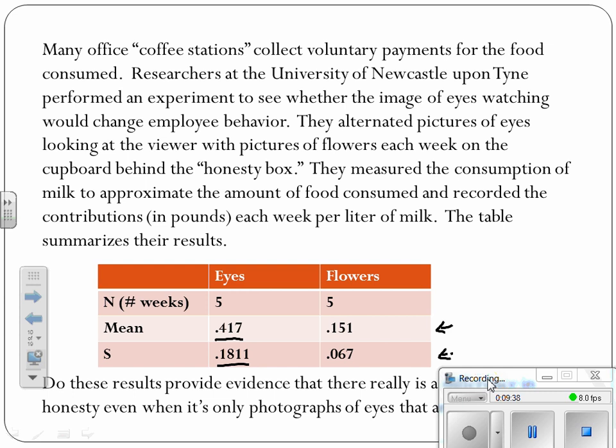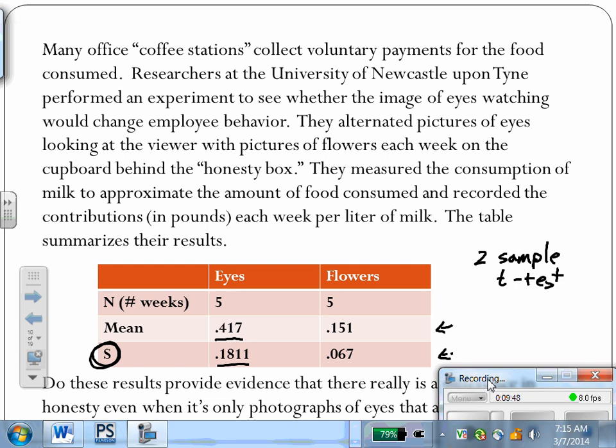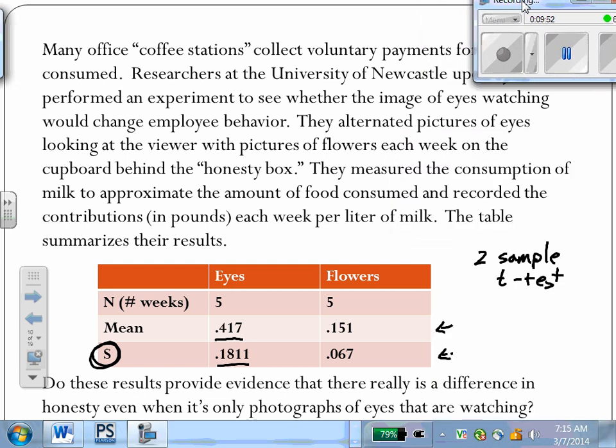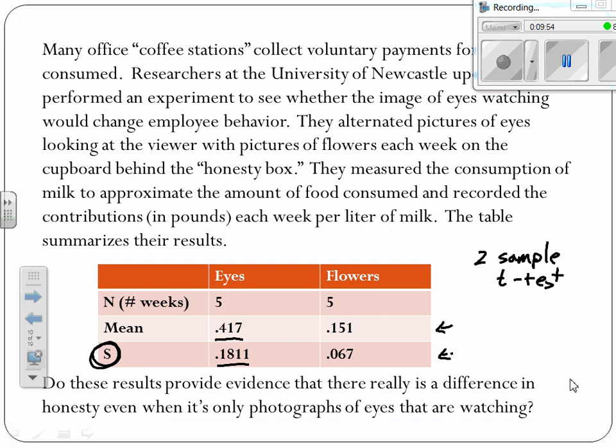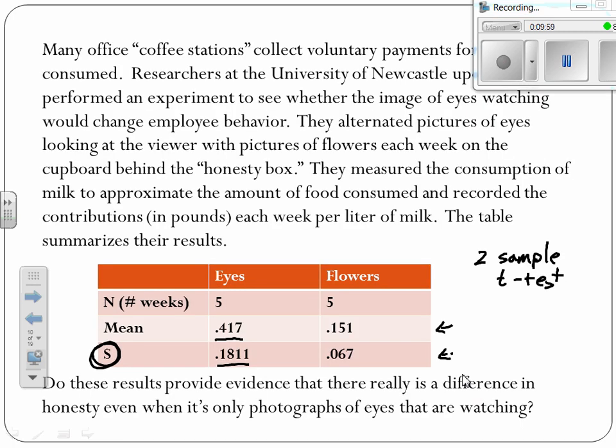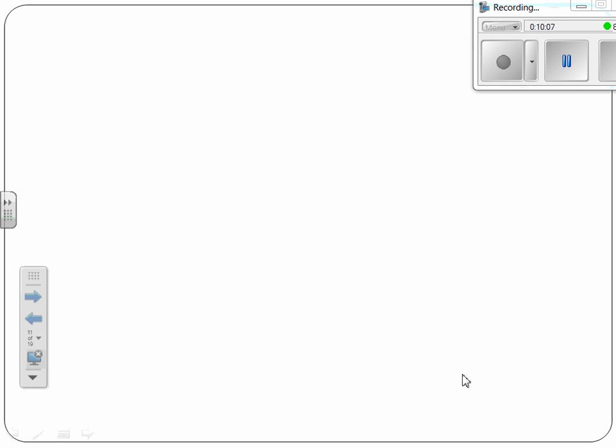One thing to realize, they give us S, not sigma, so we're going to run a two-sample t-test. And then down here at the bottom, kind of hard to see, but they're looking, is there a difference? So researchers are interested, is there a true difference? They're looking for a difference, so really that's equals versus not equal. They don't think that one's bigger than the other. Let's just see if there's a difference between the two. So let's run the test.